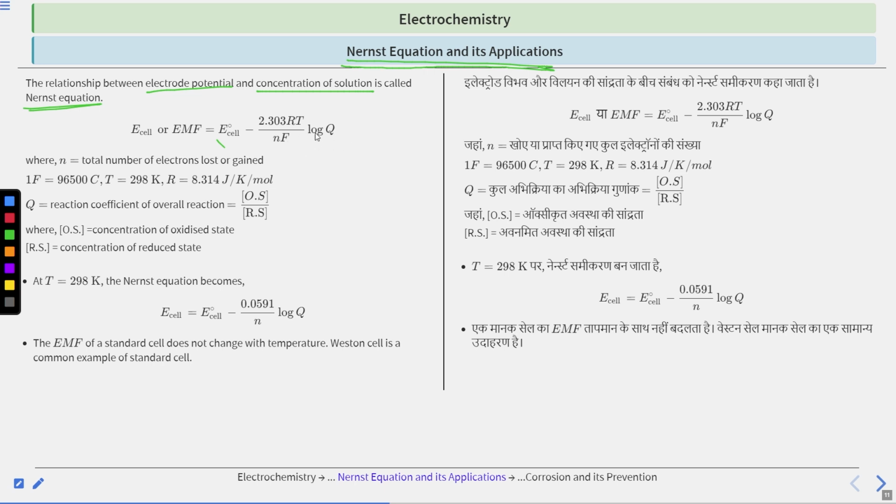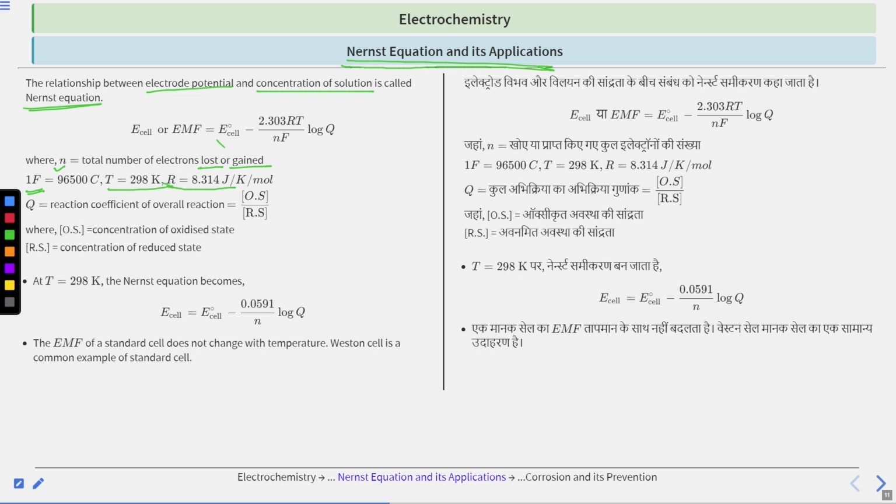Now what is n? What is F? n is the total number of electrons lost or gained by the electrode. F is Faraday, so 1 Faraday is 96500 coulomb. T here is temperature, that is 298 Kelvin.